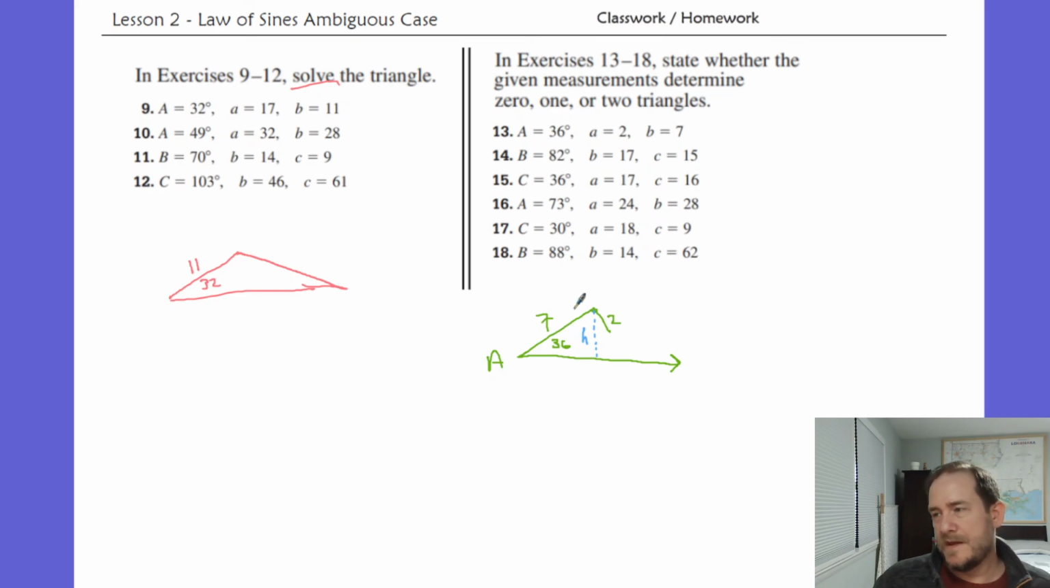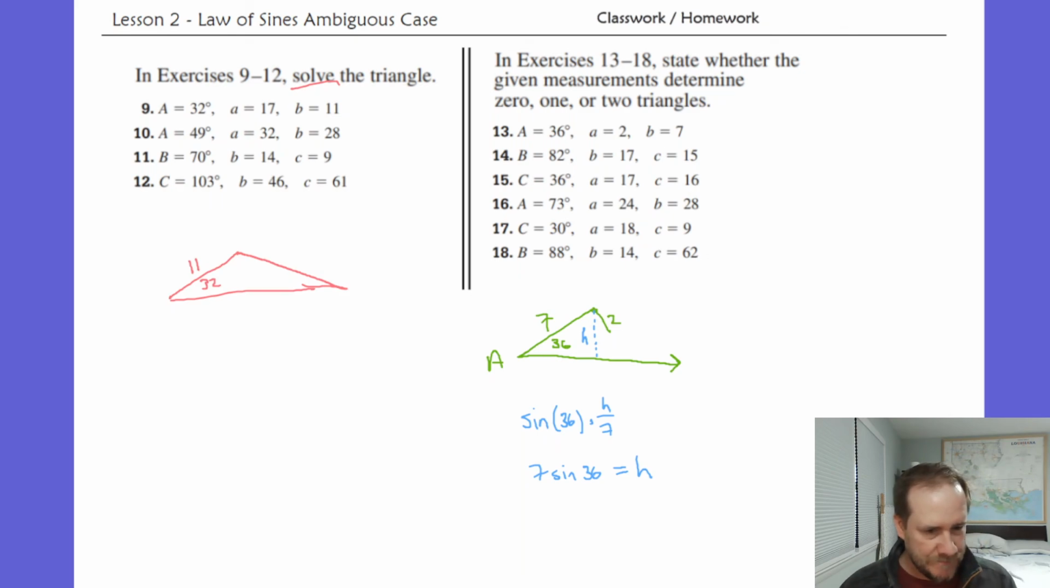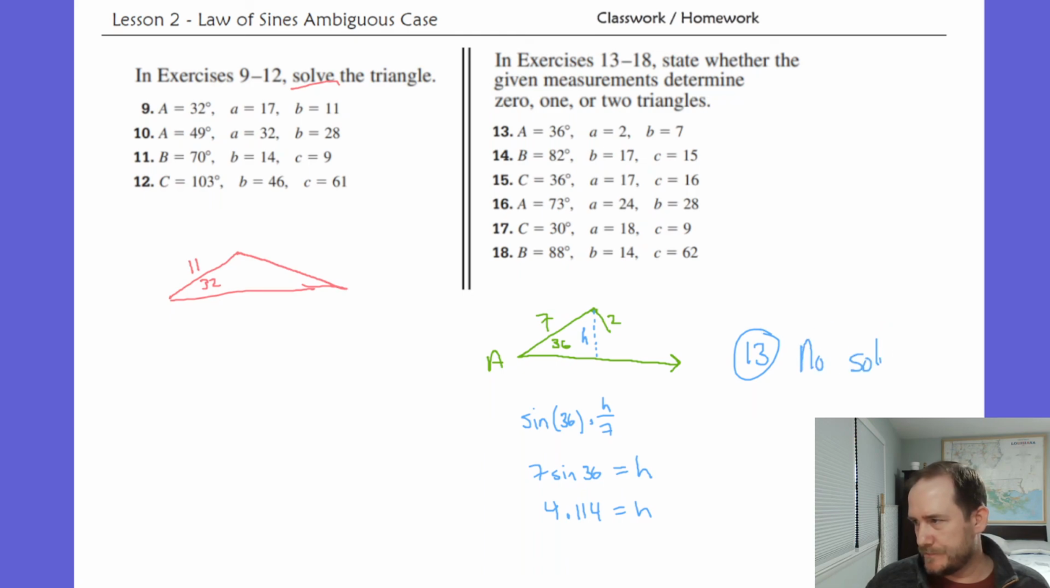Let's solve for the height. We said that the sine of 36 will equal that height divided by 7. So you'll do 7 times sine 36, set that equal to h. I just did that calculation. It is 4.114. So guess what? That means for number 13, we definitely have no solution, because side A is less than our height. And that's your justification there.